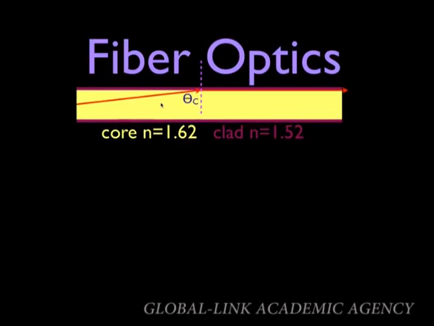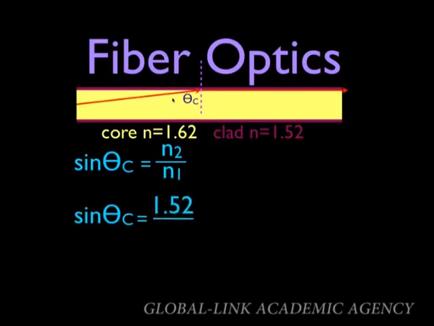With this setup, we now calculate the critical angle. So sine of critical angle is equal to n2 over n1. We know this from the previous example. Hope you remember what n2 and n1 represent. n2 is the refractive index of the cladding. So we have sine of critical angle is equal to 1.52 over 1.62.